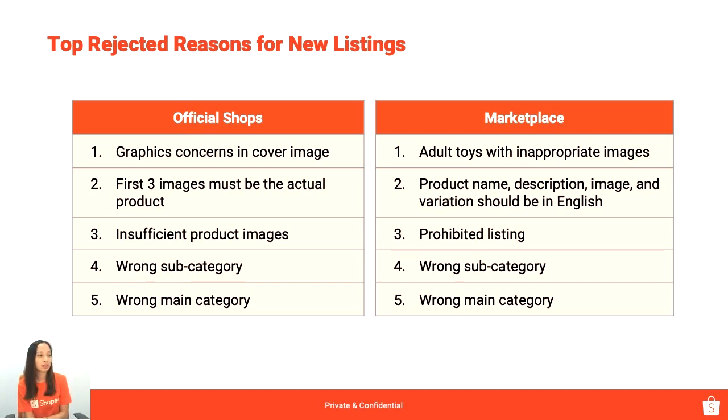Next is insufficient product images. So, meron tayong iba-ibang image requirements for different categories. So, make sure that you check it out, especially when listing your product para hindi siya masuspend. And 4 and 5, related siya, wrong subcategory at wrong main category. So, again, just check out our category 3 para malaman ninyo kung ano yung tamang category for your products. Main category man or subcategory.